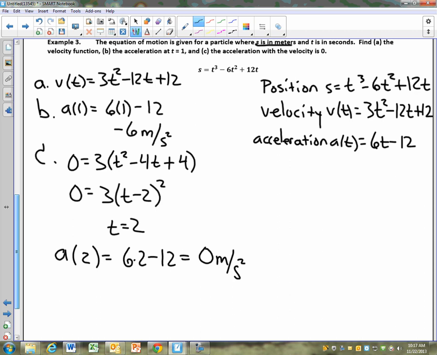The distance is in meters, time is in seconds, so our first rate of change will be meters per second. And so that's just the general label. Position will be meters, velocity will be meters per second, and acceleration will be meters per second squared. And that will just always be the labels.